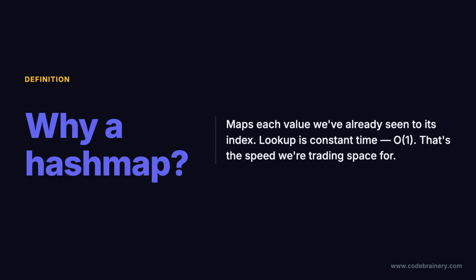But how do we check, fast, have we seen the complement before? We use a hash map. It maps each value we have seen to its index. Lookup time? Constant. O of 1. That is the speed we trade space for.